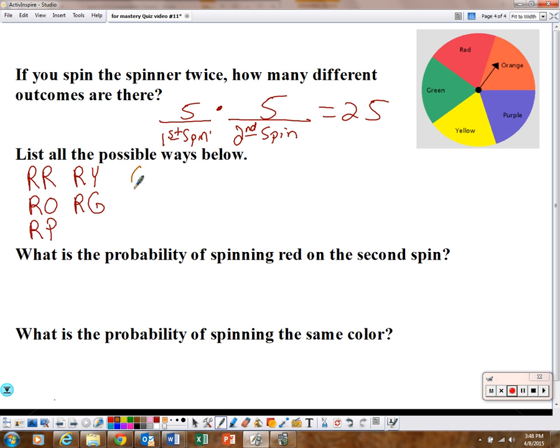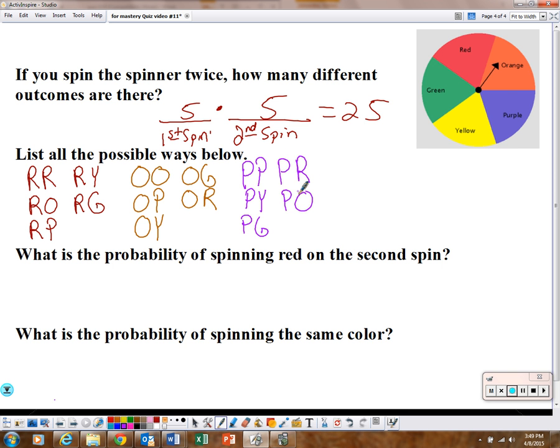So I'm going to go orange, orange, orange, purple, orange, yellow, orange, green, orange, red. Okay, the next one is, I'm going to start with purple. So I'm going to go purple, purple, purple, yellow, purple, green, purple, red, purple, orange. Okay, it's not so bad.